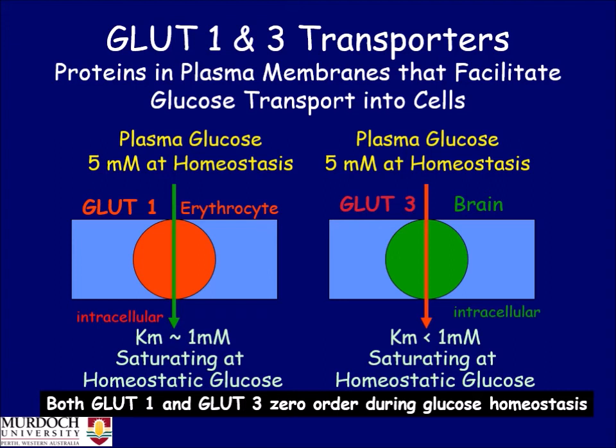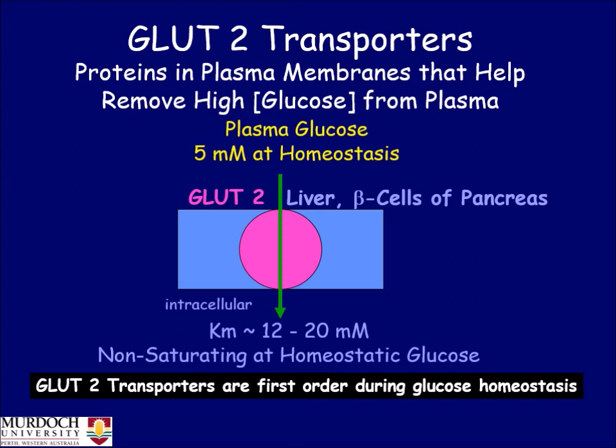Firstly, there are the low Km and high affinity GLUT1 and 3 transporters, and these are expressed in glucose-dependent tissue, such as your brain and central nervous system, and even your red blood cells, ensuring a constant supply of glucose to those tissues. Secondly, we've got the low affinity and high Km GLUT2 transporters, which are expressed in your liver.